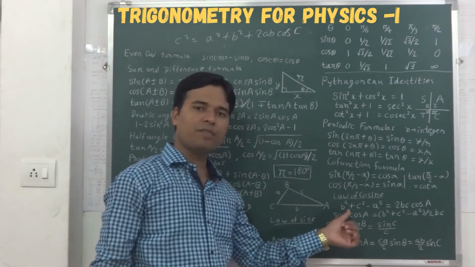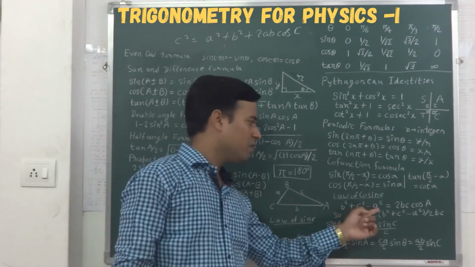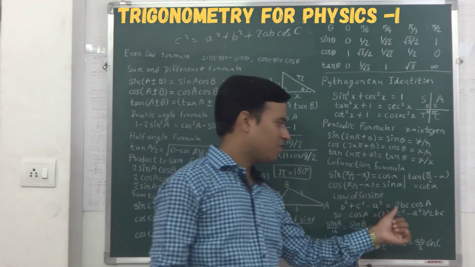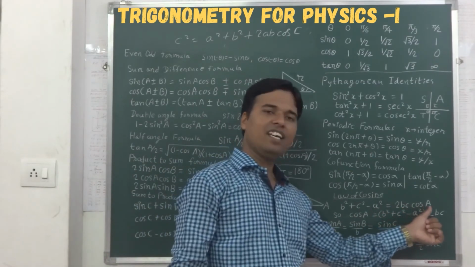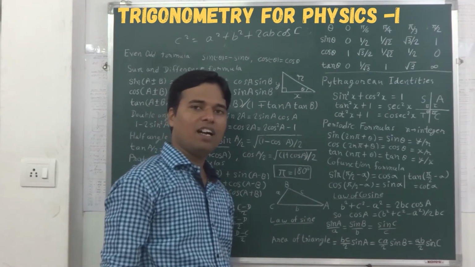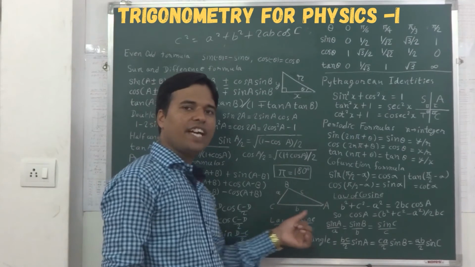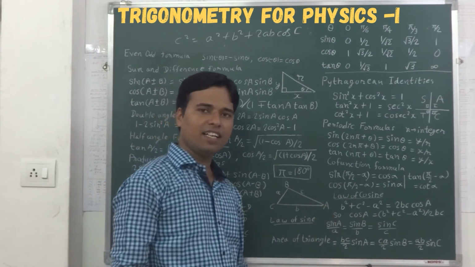Here is another format of that formula: b square plus c square minus a square is equal to 2 bc cos A. You will use this formula for getting the value of cosine of any of the triangle's angles.